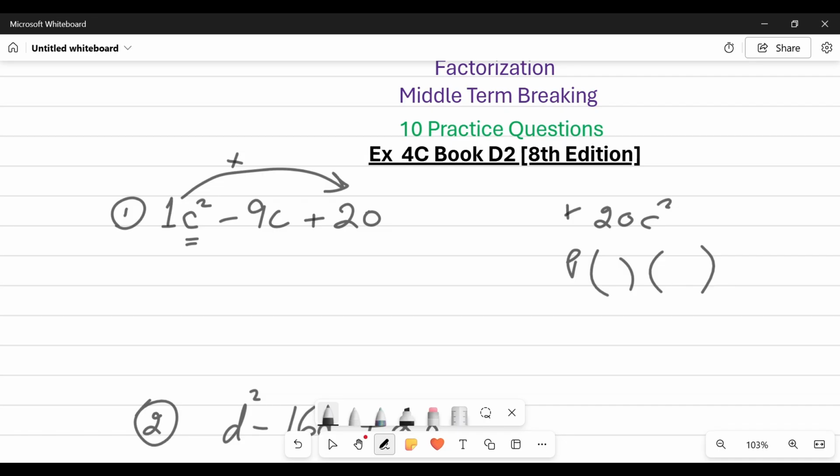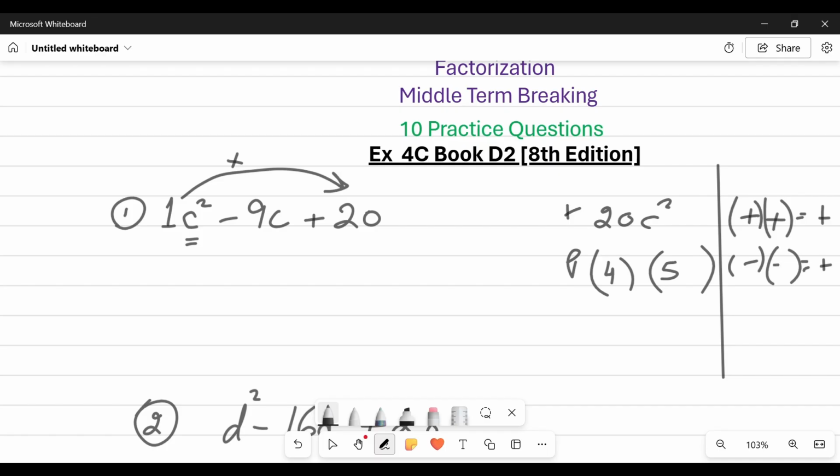So 4 5s are 20, right? 4 and 5. And when we add them, we'll get 9. But here it's a negative sign. So as we know the rules of sign, when we multiply plus, plus, it's plus. When we multiply minus, minus, it means it's plus, right?